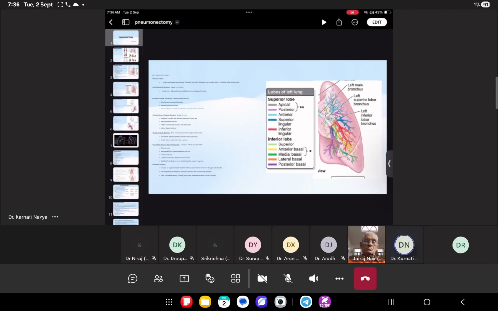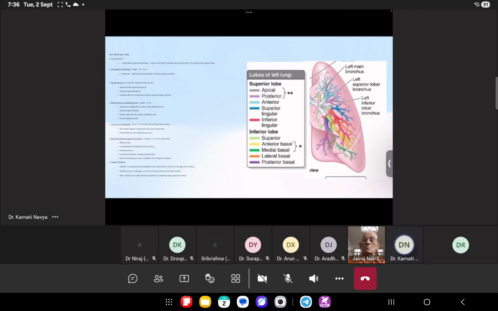The left main bronchus, in general, is longer than the right main bronchus. The length to the first branch is usually 4 to 6 centimeters, distal to the tracheal carina. And the left upper lobe bronchus is around 1 to 1.5 centimeters in length, and it is divided into 2 branches: the superior division and the inferior division, which is the lingular bronchus.